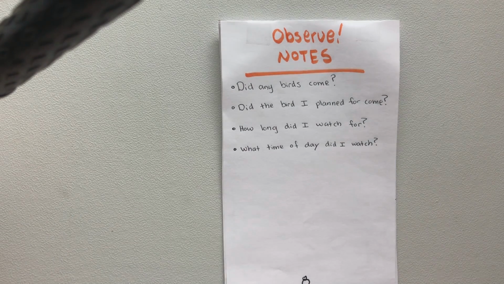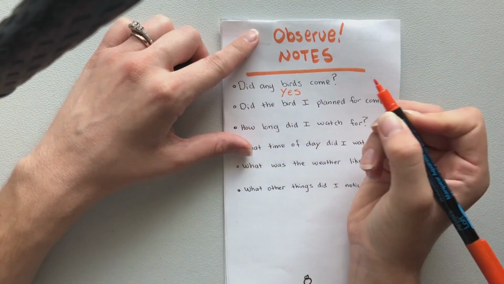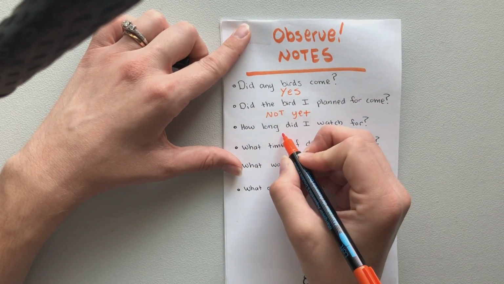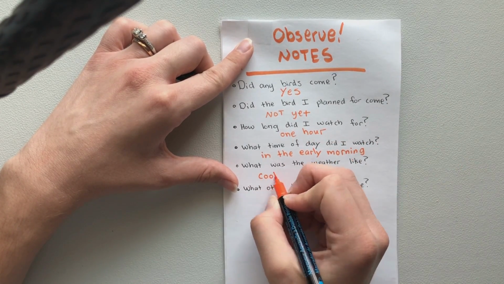Did any birds come? Did the bird I planned for come? How long did I watch for? What time of day did I watch? What was the weather like? And what other things did I see? So just take a look at what I saw and then go ahead and do your own paper.